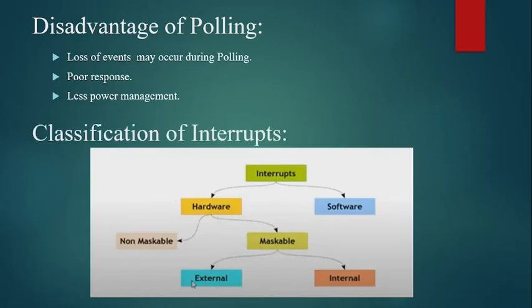Classifications of interrupts. Maskable and non-maskable. Maskable are of two types, external and internal. Non-maskable are of three types. Interrupts are also of two types, hardware and software. Hardware interrupts are non-maskable and maskable. Maskable are of two types, external and internal.